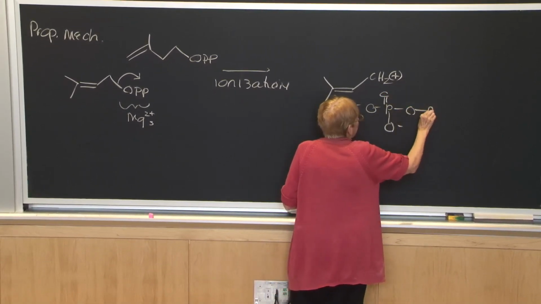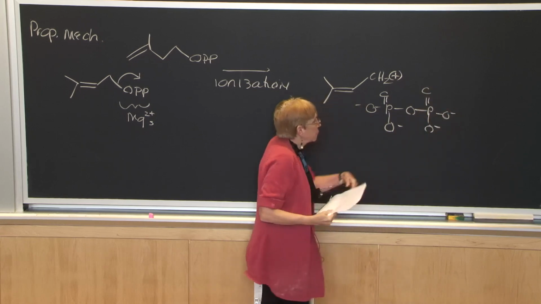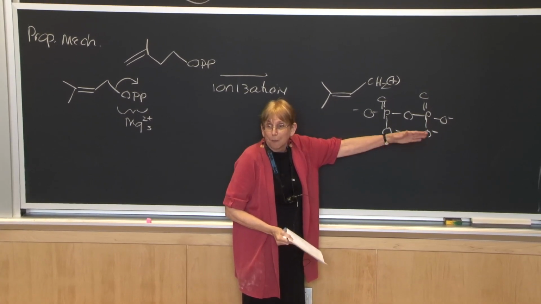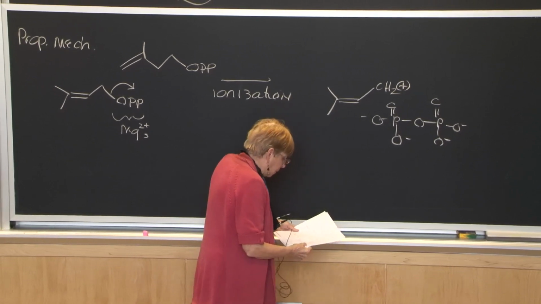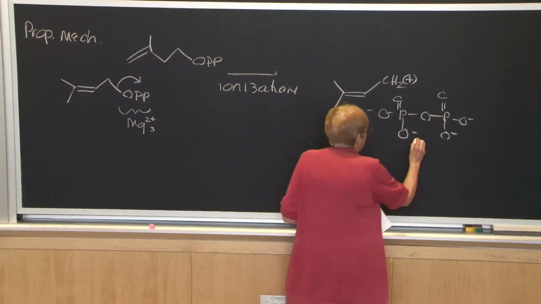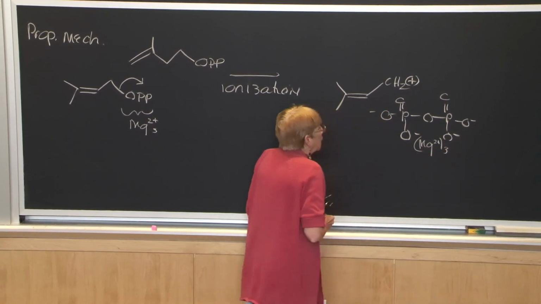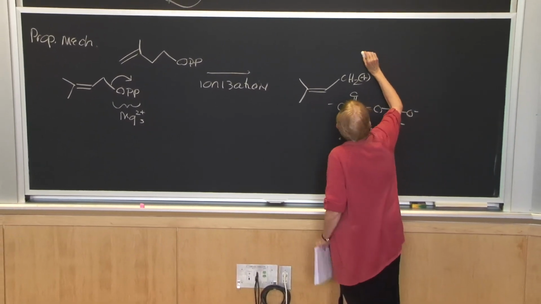Okay, and I'm being sloppy, I'm not drawing out how these are interacting with metals, but the charges are pretty much neutralized, okay, in some form that we don't know the details of, so you can't forget about the charges. And so we can just put down magnesium 3+, okay. And then what we want to do, we want to make a carbon-carbon bond.